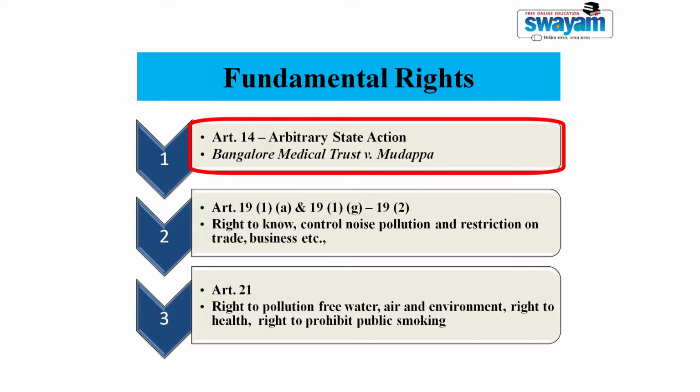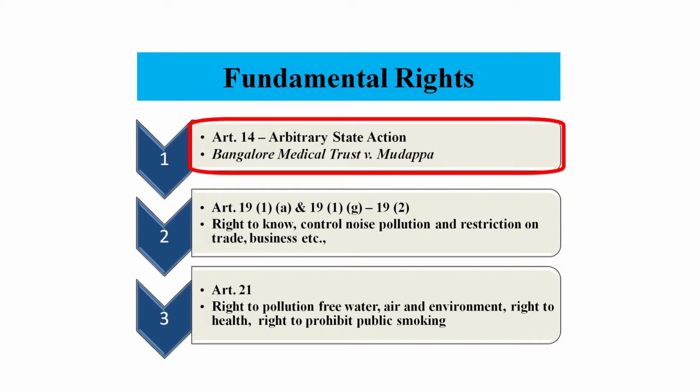Nothing was mentioned under this article earlier, but under this article, the judiciary interpreted and added a new concept known as arbitrary state action. When a state takes any action, if the state action is arbitrary and causes environmental pollution, a person can approach the judiciary and avail an appropriate remedy.